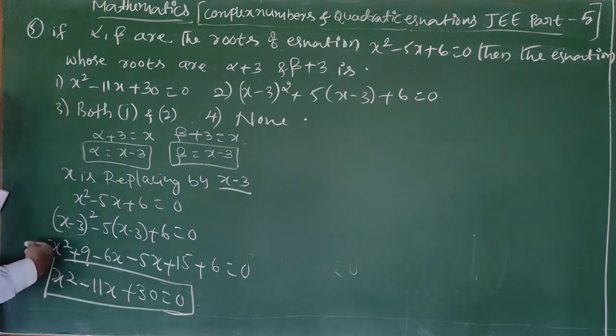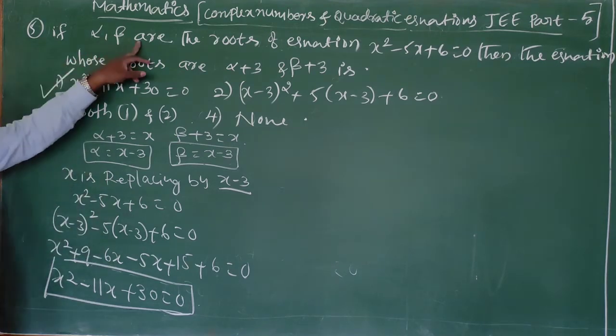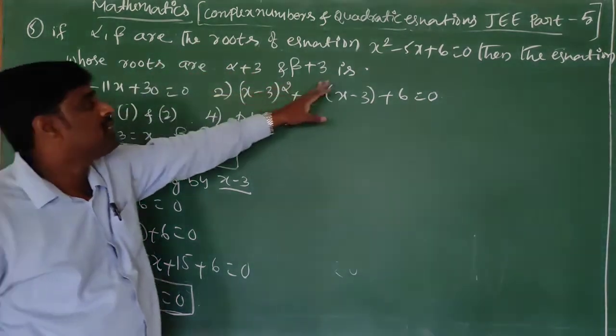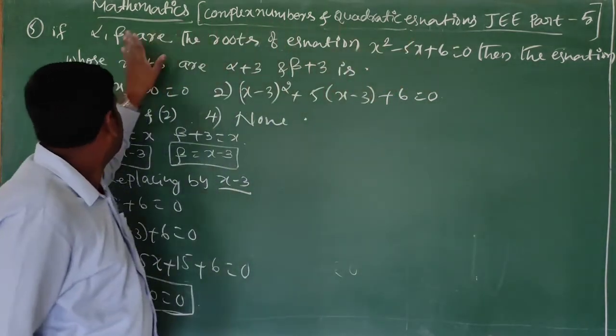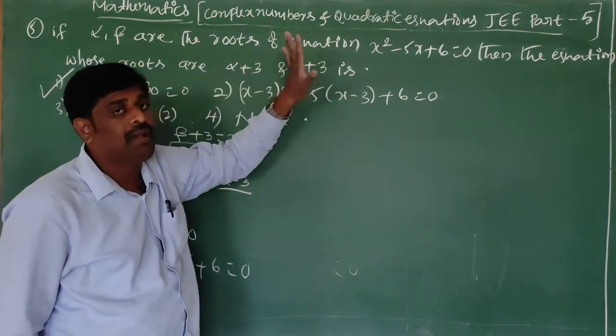So this is the answer. So x square minus 11x plus 30 is equal to 0. Which option? First option. If alpha, beta are the roots of the equation, then the equation whose roots are alpha plus 3, beta plus 3.